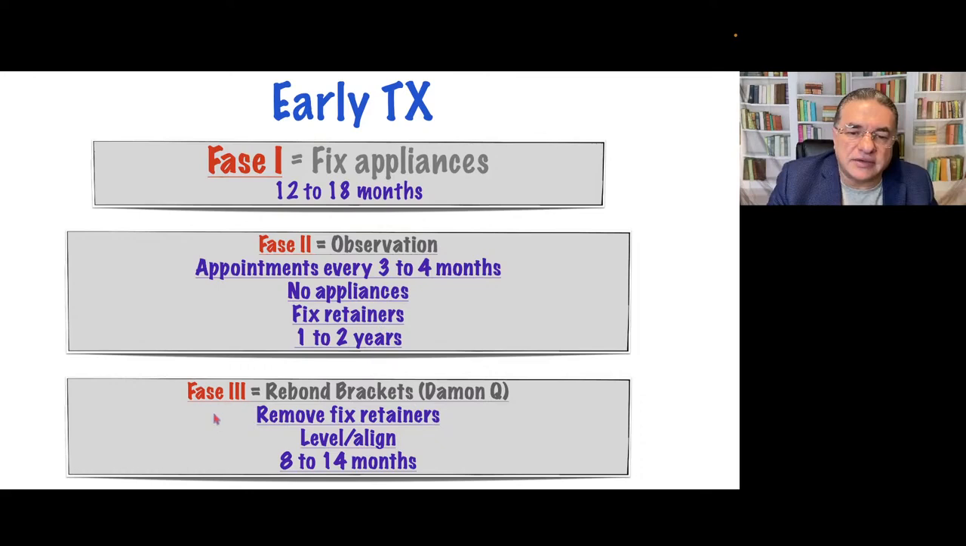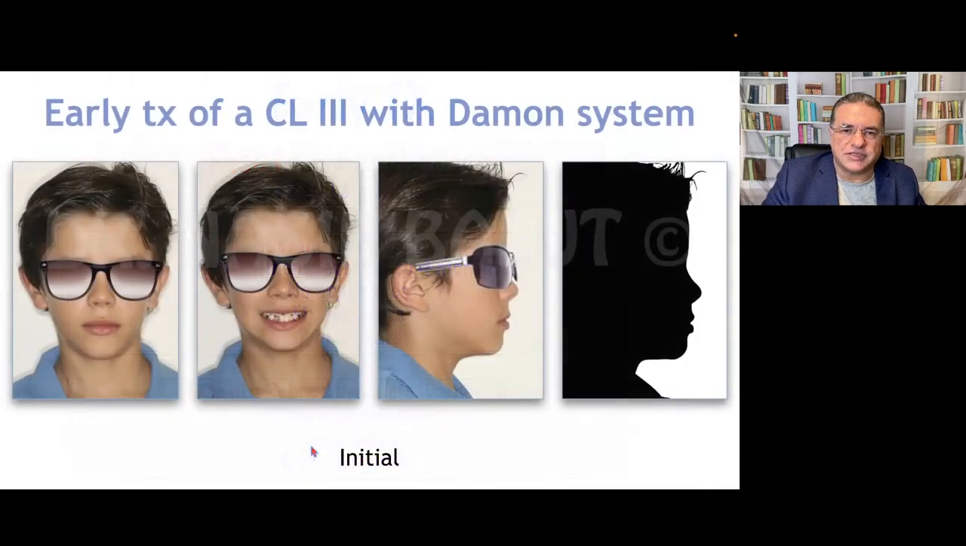And phase 3, I will rebond the diamond brackets, remove the retainers, level and align again. I might be using class 2 or class 3 elastics, and it will be a much easier treatment. Usually it lasts between 8 to 14 months. Those are the protocols that I use in early fixed appliance with diamond in growing patients.